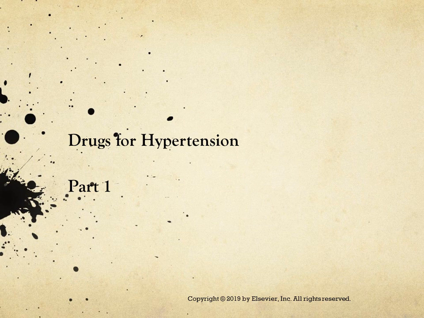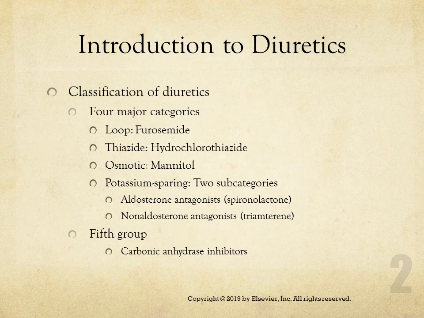Hello, in this slide presentation, we will discuss drugs for hypertension. So what are the classifications of diuretics? There are four major categories.